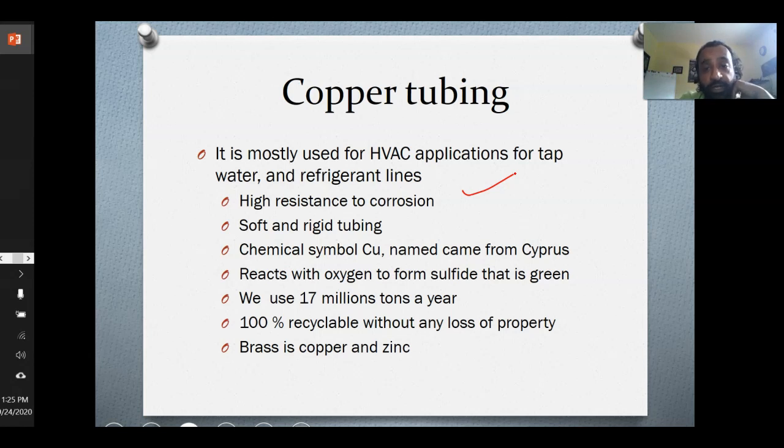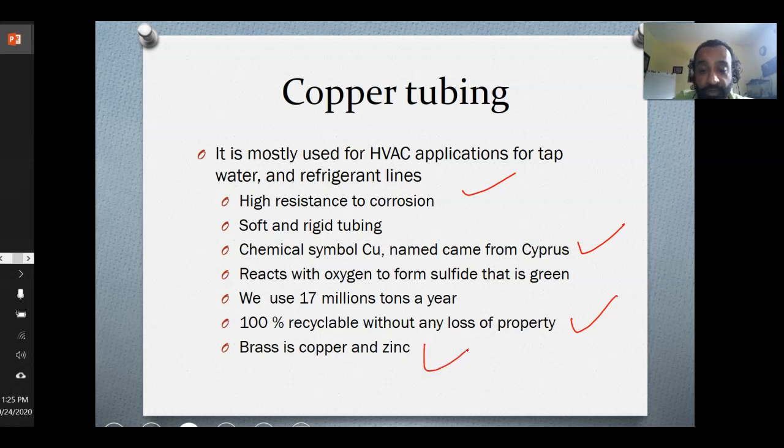The chemical symbol for copper is Cu, named after Cyprus because it first came from there. I don't think you need that, but it's good to know. It reacts with oxygen and forms a sulfide that is green. That's why if you see any copper oxide, it usually is green. We use 70 million tons a year. However, the good news is it's 100% recyclable without any loss of property. That's why it's a little bit expensive. Copper is one of the most expensive metals after silver.